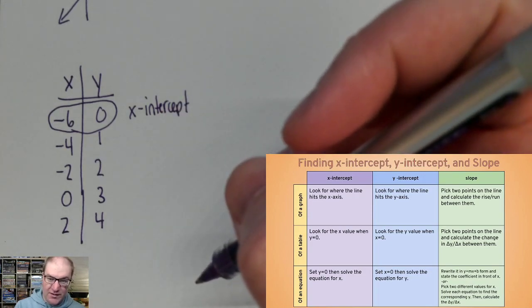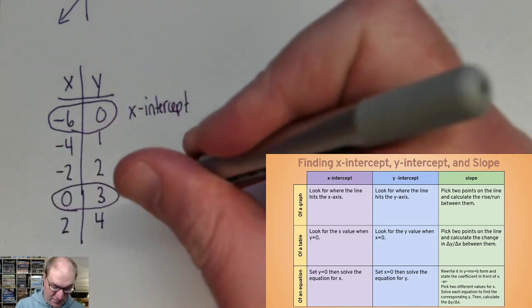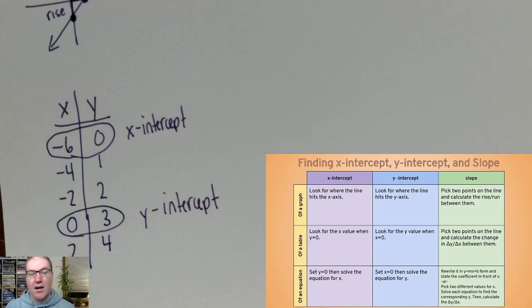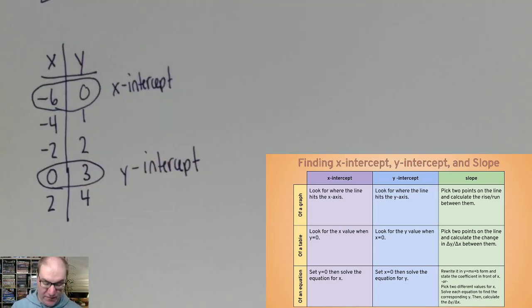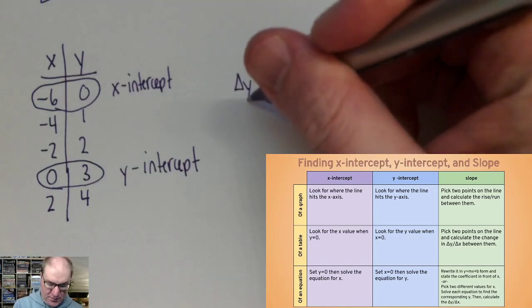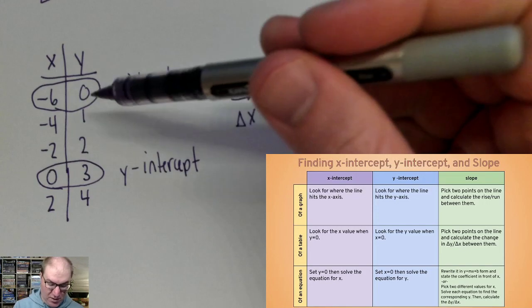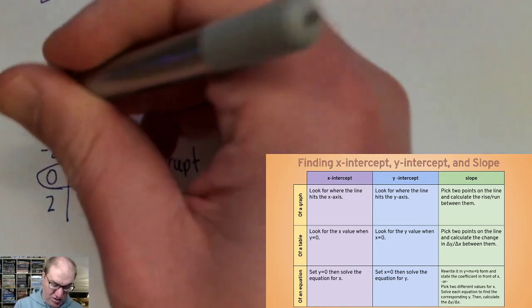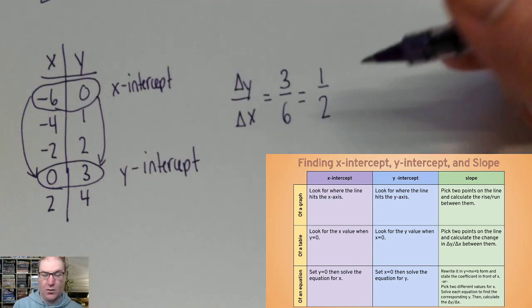If I want the y-intercept, I have to look for the y value when x is 0. So this one right here is the y-intercept. And then to find the slope, I need to pick 2 points from this table and find the change in y over the change in x. So I'm going to use the 2 points I have circled. The change in y is up 3, and the change in x is up 6, so my slope is 3 over 6, or 1/2.